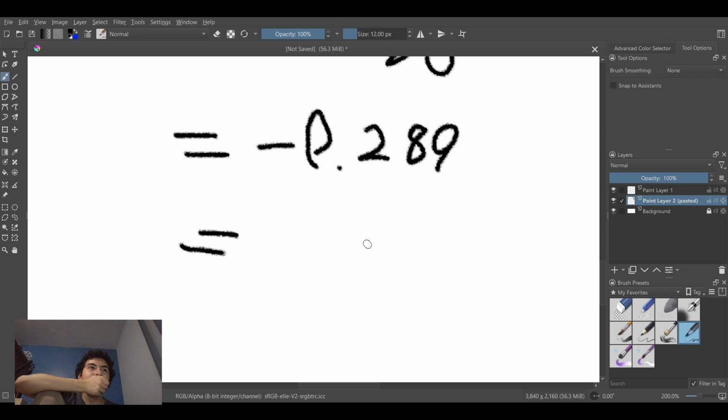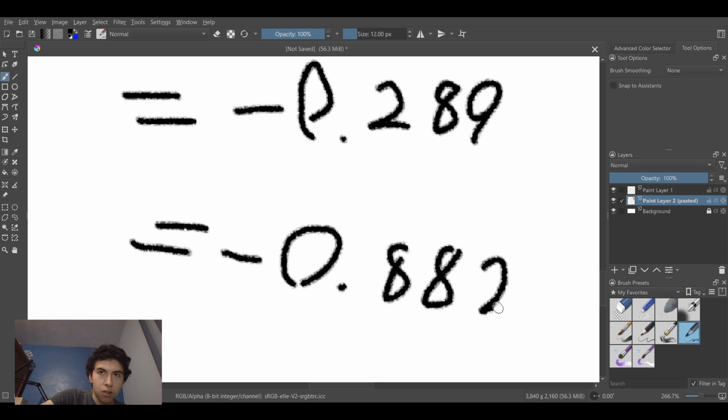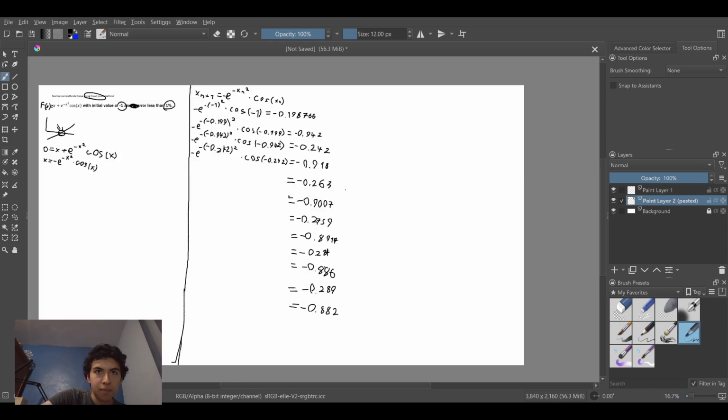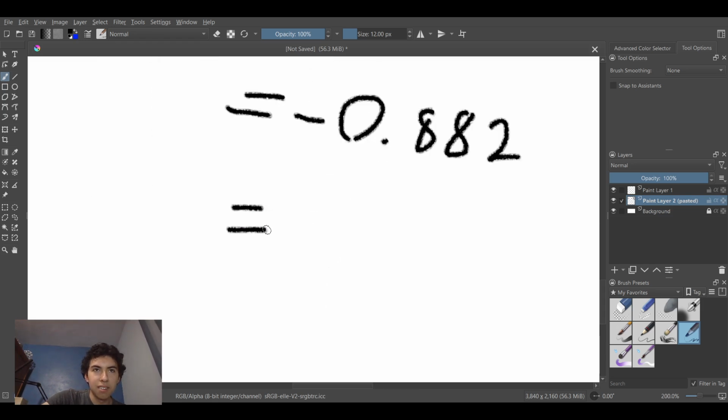Hold up, actually. It's not a bad idea to graph it. So we can wait, no, actually I can't do that during this. Okay, let's just keep going. Minus 0.882. It just keeps going on for a while like this. Actually, yeah, I think it's a good idea to graph it.